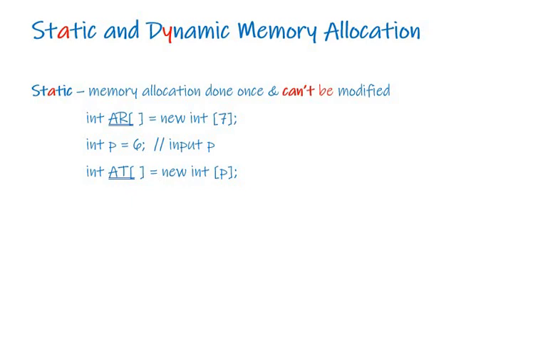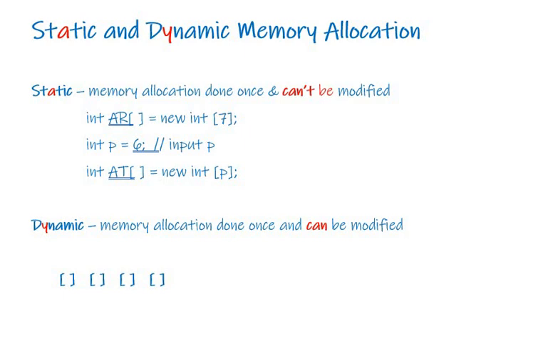But once I finish allocating memory to this, after this part is over, AT would remain an array of size P. This brings us to the static memory allocation examples, where AR and AT both exhibit fixed size once they are allocated. You cannot change the capacity of AR or AT after the allocation is done.